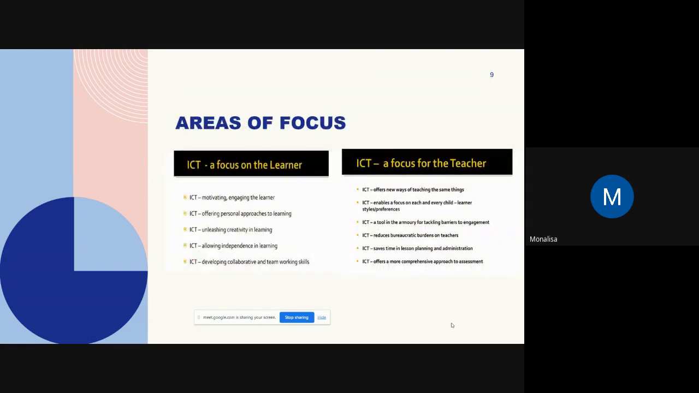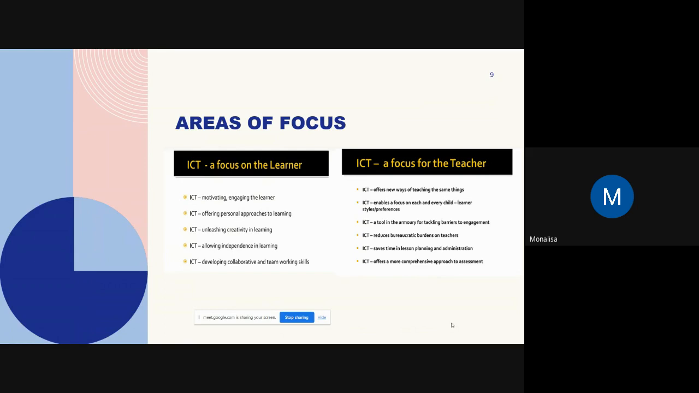Next, you can see that ICT gives its best for learners as well as for the teachers. That means it has a focus on the learner and also on the teacher. ICT is both for learners and for teachers. The teacher will effectively enhance their teaching skills, and the learner will enhance their potentiality to learn something from the technology that they are using. That means it is beneficial for the learner and beneficial for the teacher.